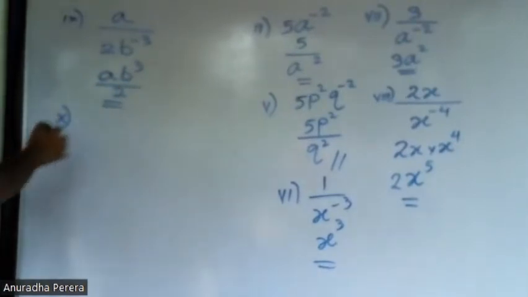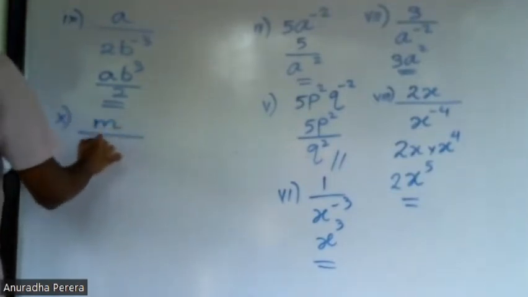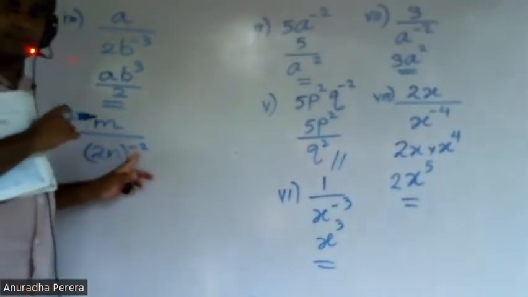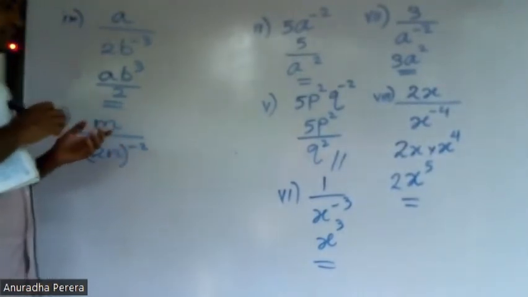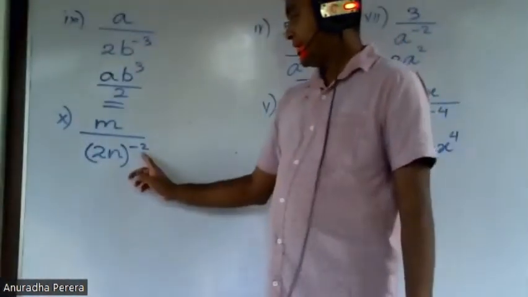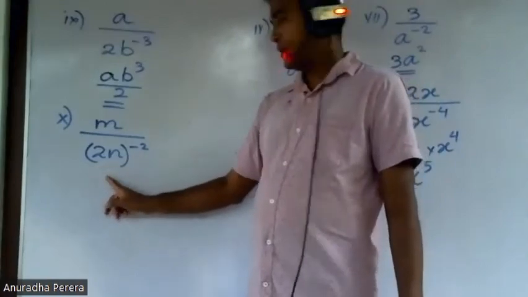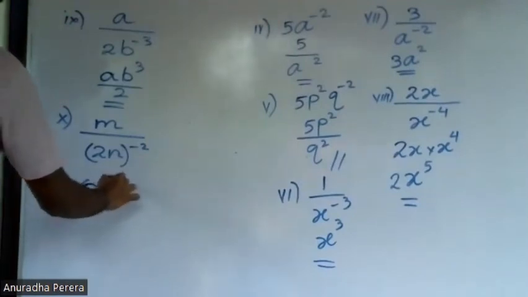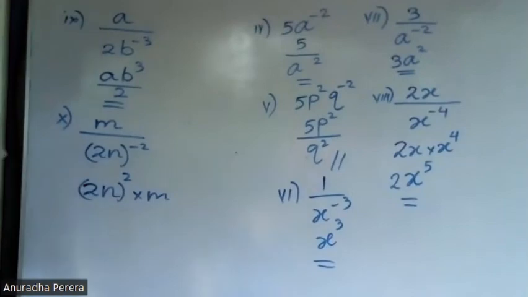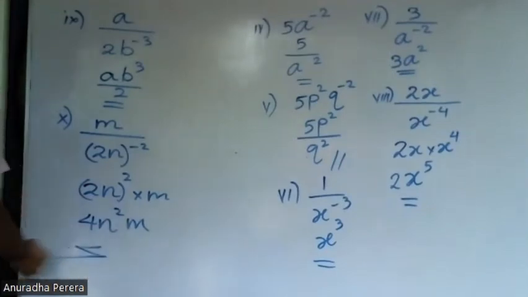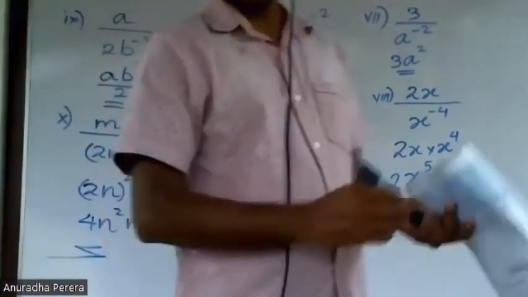10. m over 2n to the power minus 2. You can see this index is written using a bracket. The meaning, this minus 2 belongs to both 2 and n. You can write like this, 2n to the power 2 into m. Finally, expand this: 4n squared m. This is the answer.